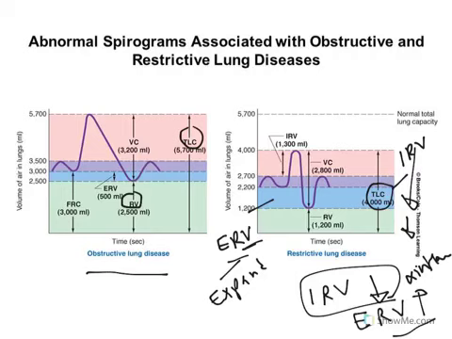So this is how the spirograms will look in a patient, and this is a way to diagnose a patient with restrictive or obstructive lung disease. Now we'll dig deeper into each type of disease in another video.